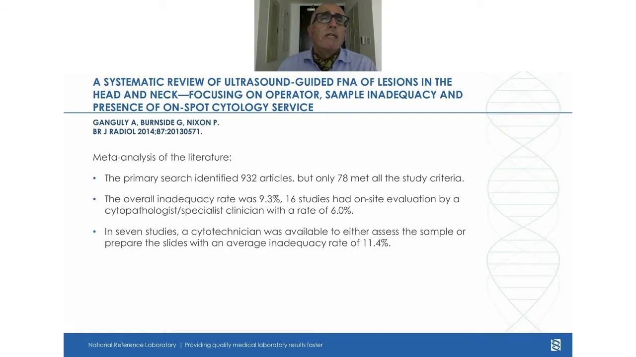If we go over the most recent literature, meta-analyses do suggest that the number of inadequacy cases tends to decrease if there is on-site evaluation by a cytopathologist. And from 93%, you go down to 6%. And when a cytotechnologist is available, the rate can be slightly higher, but of course, again, that depends an awful lot on the experience of the cytotechnologists. Our cytotechnologists are pretty experienced, and therefore the rate is not any different from when the pathologist is attending.